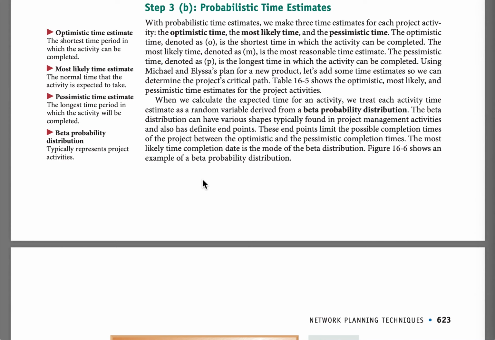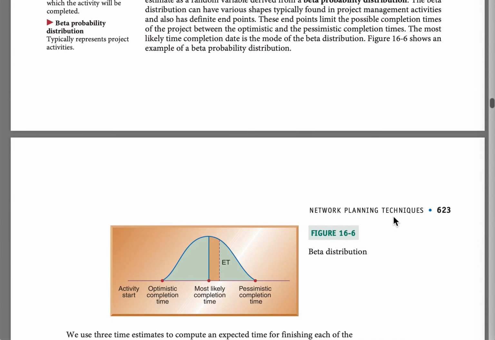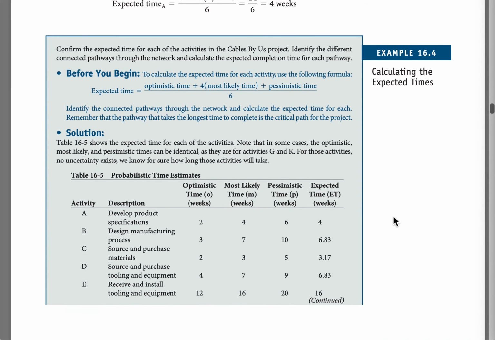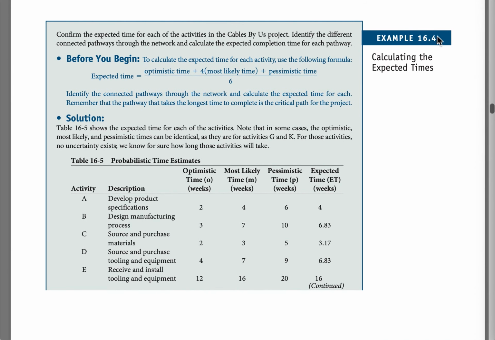To start off, when we use probabilistic time estimates, we need to establish 3 durations for each activity: the optimistic time, the most likely time, and the pessimistic time. Denoted by O, M, and P, respectively. For convenience, we will list these time estimates in a table called the Probabilistic Time Estimates table. So in the book, that's example 16.4.